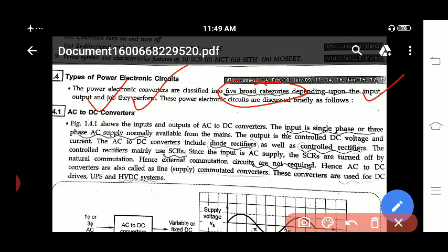Fine. So what are the things we have? AC to DC converter, DC to AC converter, AC to AC converter, DC to DC converter. These are the different categories we have. How it will do all these conversion operations, we will see in detail. Fine.